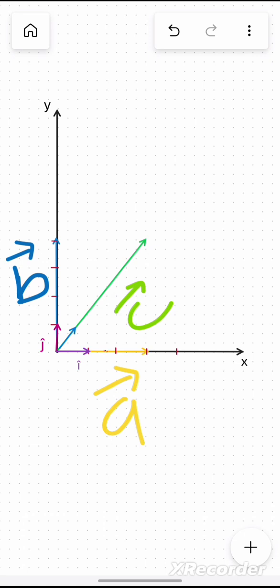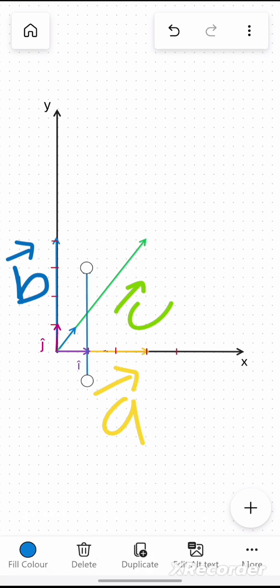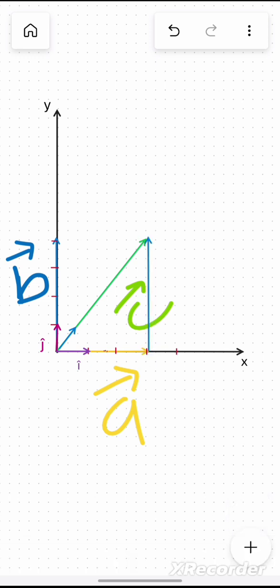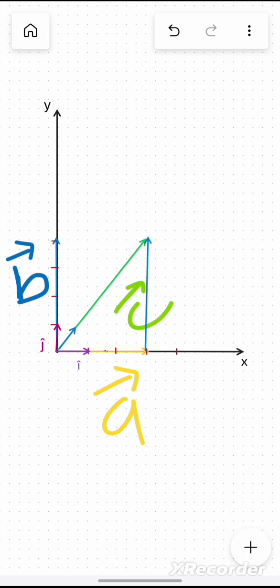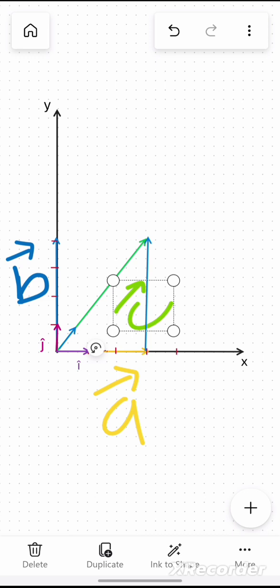For example, consider this vector B. I can just shift it here. So I want us to see something. If I shift this vector here, let's shift it properly. So now I've shifted this vector here. By shifting this vector here, we can see something.